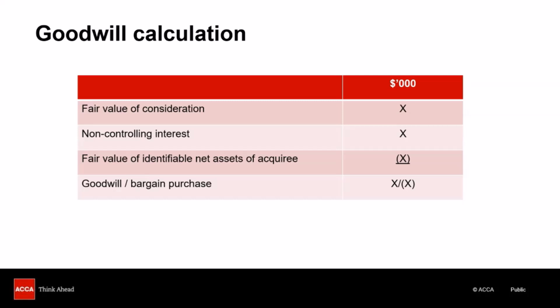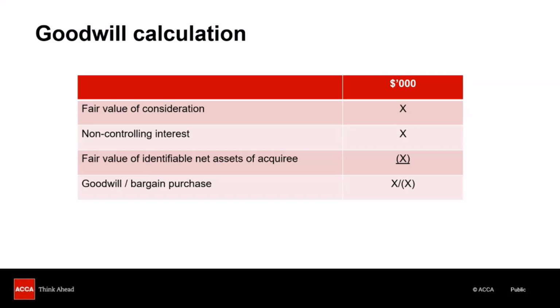The goodwill calculation consists of different steps. I'm going to share the overall format and then I'm going to discuss each step in detail. Now, in case of goodwill, we start off with the fair value of consideration. This is the consideration which has been paid by the parent company. Then we have the non-controlling interest. Non-controlling interest can be at fair value or it can be calculated as a proportionate share of the net assets of the subsidiary company. We'll discuss this point later on.